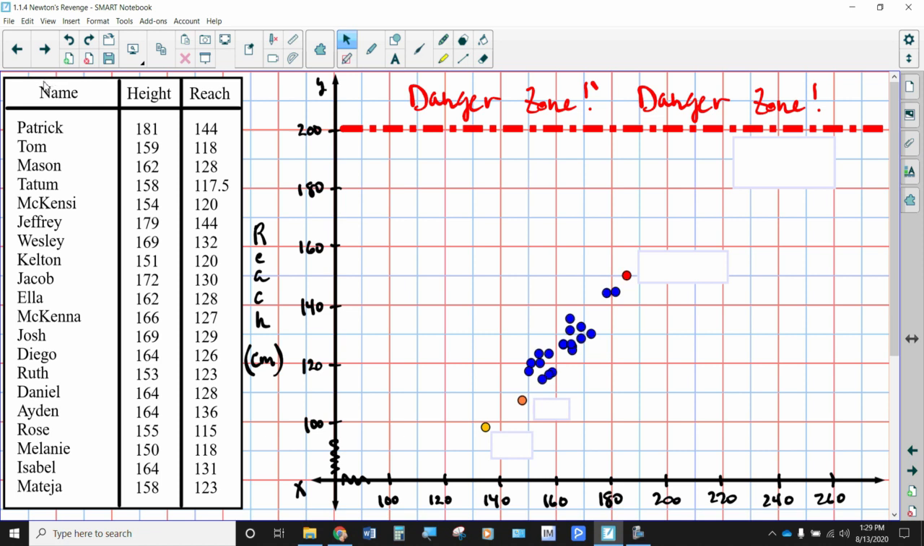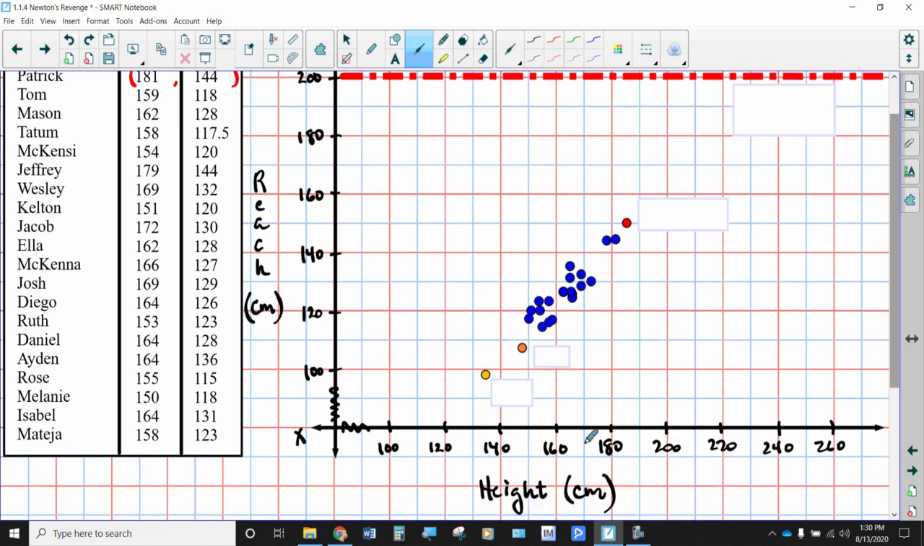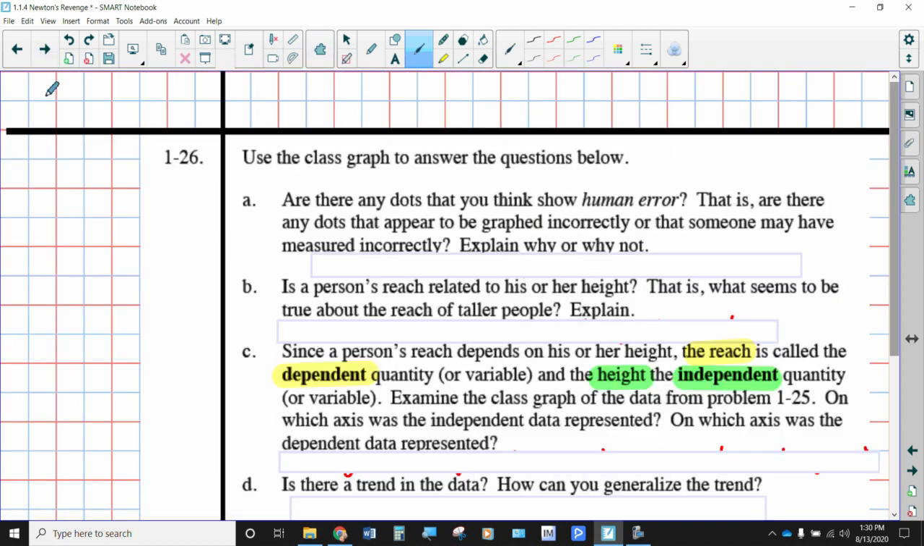And this is what the data looks like. Okay, so I took 20 students from a previous year, and this is the exact number that they recorded for their reach and for their height. And I plotted each one of these as if they were ordered pairs. So we're going to make the height the X, and the reach will be the Y. So we come out here, and we set up a coordinate grid, but we're only going to use the first quadrant, okay? And so let's come back to this in a second and answer some questions here.